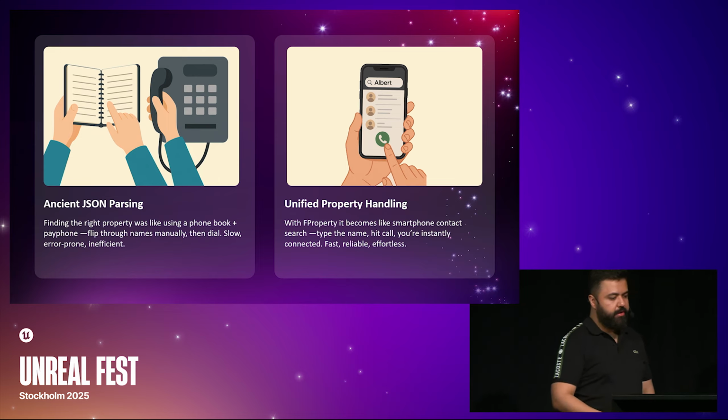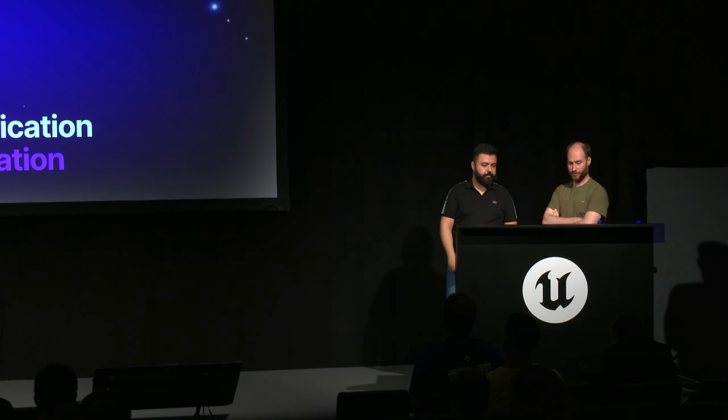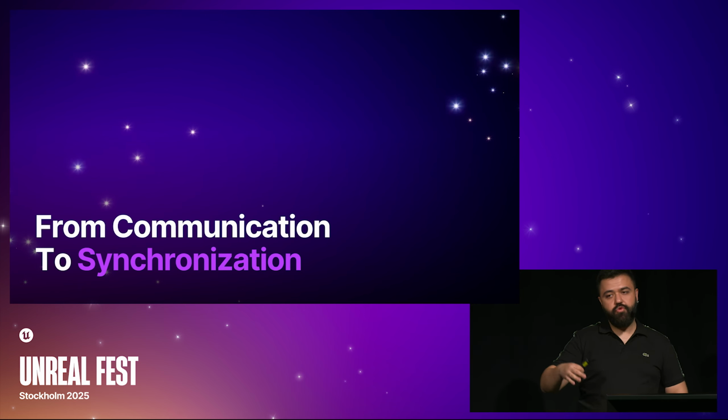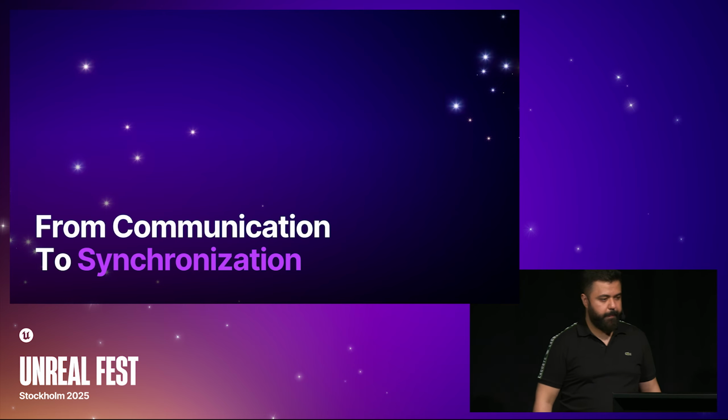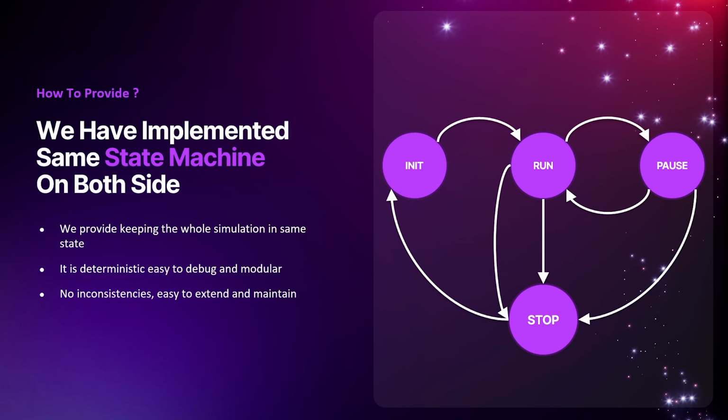So far, we have talked about how those different systems communicate with each other, and how messages are sent and received. Now, let's go one step further and talk about how we manage to keep these two worlds in sync at all times. To provide synchronization in both web and Unreal, we have implemented the same state machine on both sides. Thanks to that, we can guarantee the whole simulation is in the same state. Let's inspect what kind of states we have.